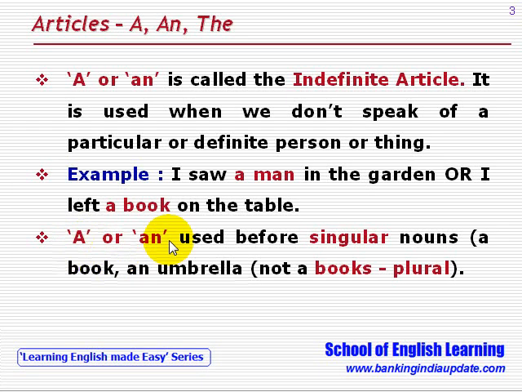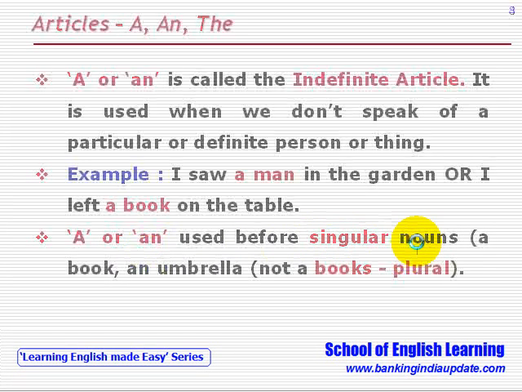A or an are used before singular nouns and not before plural. For example, a book, an umbrella. So these are singular nouns. Books on the other side are plural. So here we will not use a books. So a or an will be used before singular nouns.